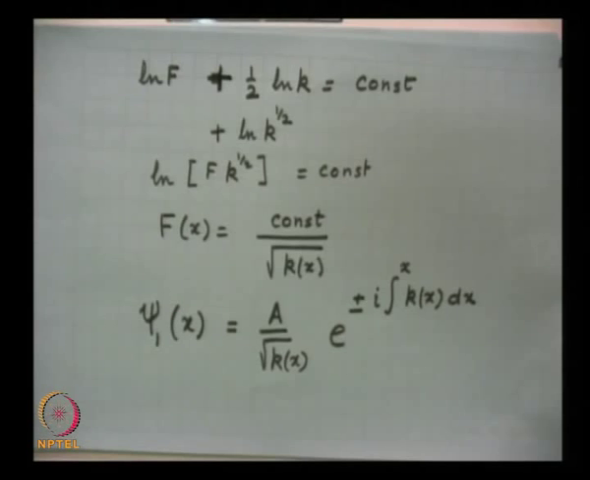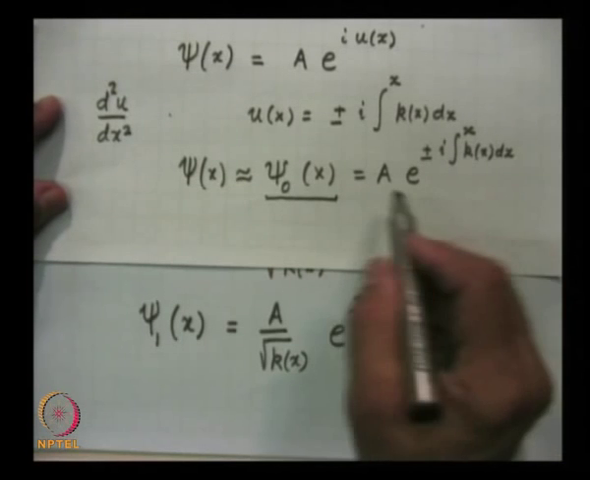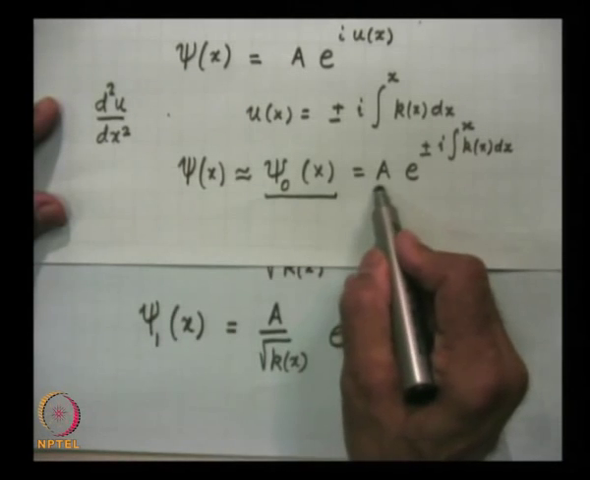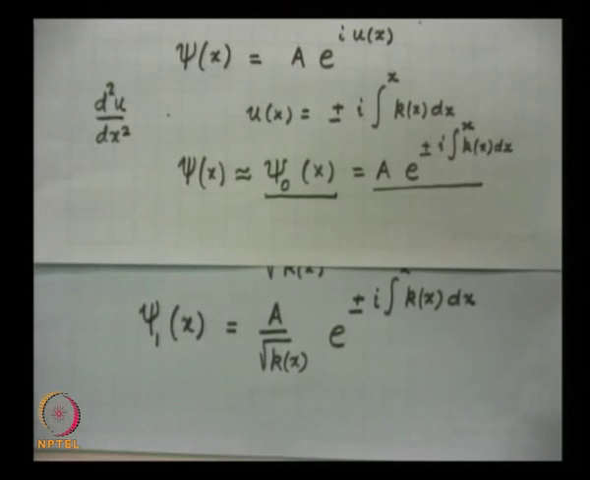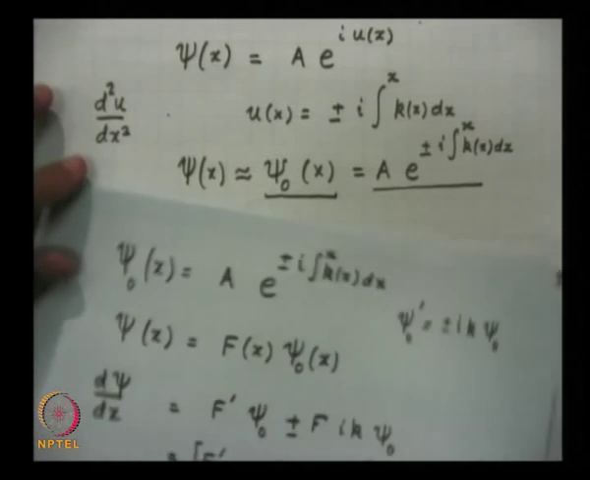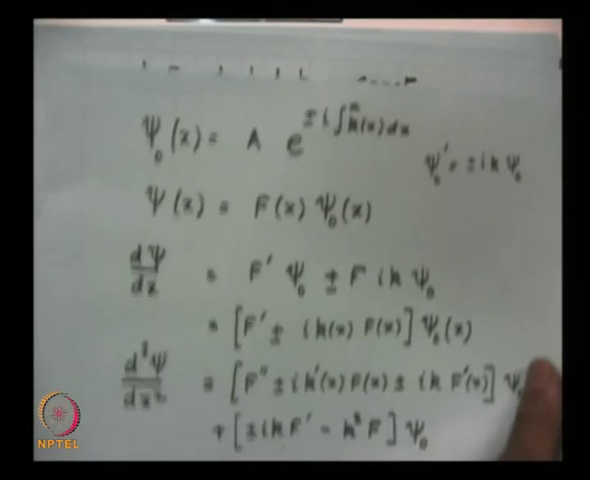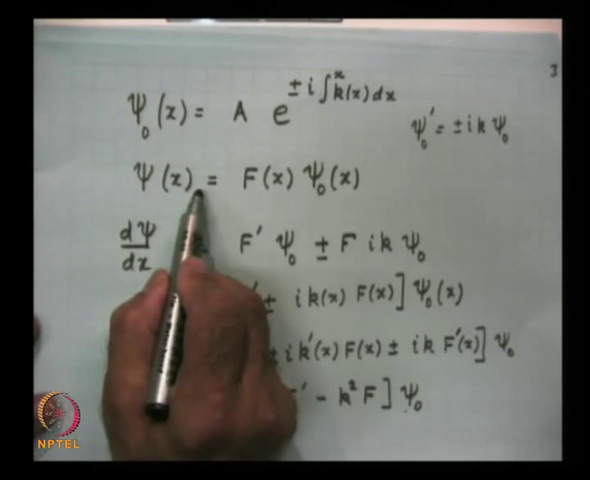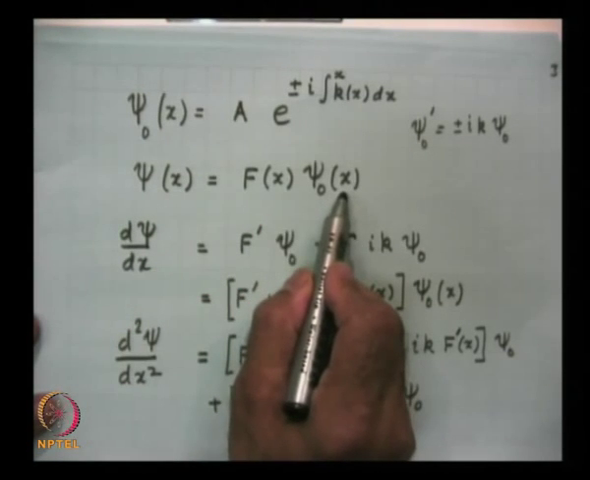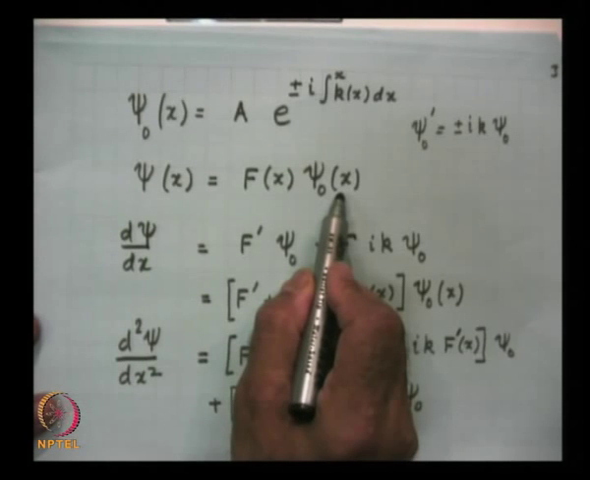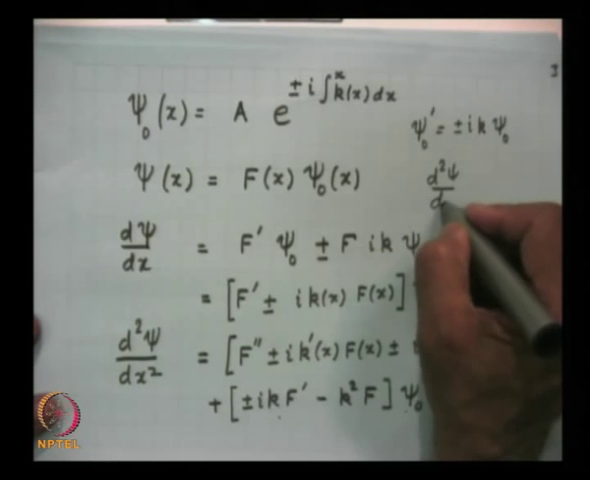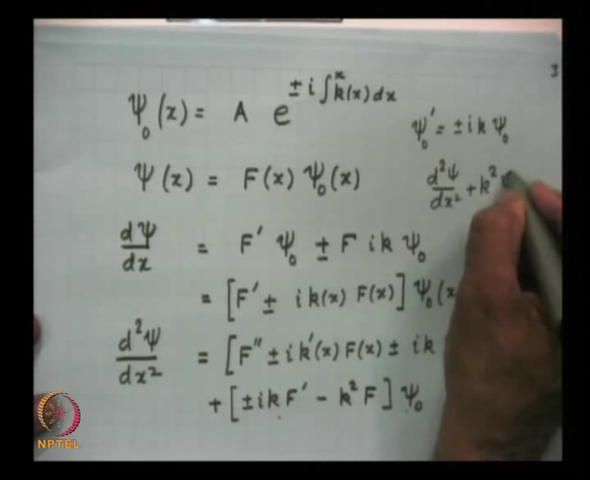Let me recapitulate what we did. When k of x is slowly varying, we found that this is the 0th order WKB solution. Now, we said that we want to do better than this. So, we assumed for psi of x a solution of this type, f of x times psi 0 of x. And remember that psi of x satisfies this equation, d 2 psi by d x square plus k square psi is equal to 0.